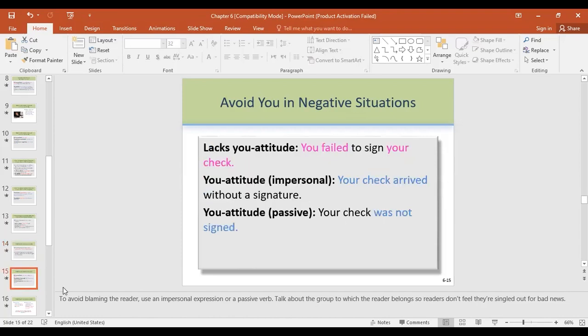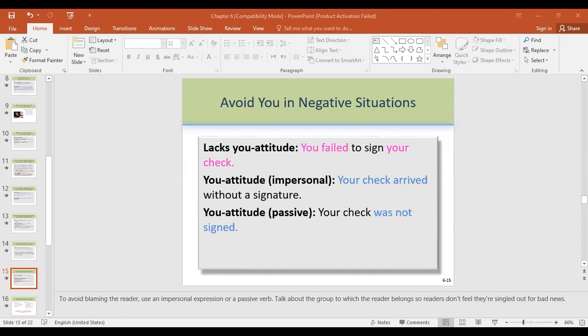Okay, we're gonna give an example here to make the picture clearer. Here we are focusing on some examples to make the points more clear and easier to understand. Focus with me. Lacks you attitude here: you failed to sign your check. But we have two cases here. If you remember, guys, when we talk about impersonal construction, or when we use passive verbs.